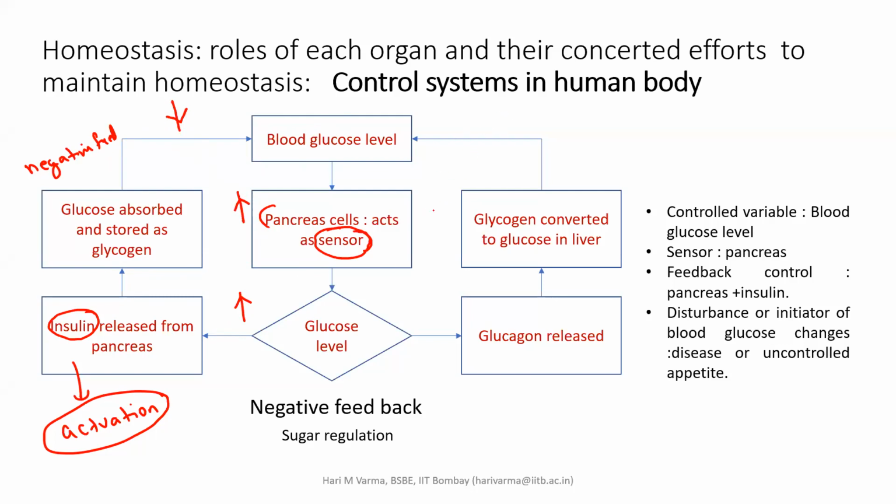Similarly, suppose the blood glucose level decreases. Then this branch works. Glucagon is released, the glycogen in the liver is converted to glucose, and this glucose is released to the blood. And then the blood glucose level increases. So any decrease in the blood glucose level will be taken care of by converting the glycogen to glucose in the liver and releasing it to the blood, so that you have enough glucose in the blood, right? So this is the mechanism. Both are negative feedback. It's a complete negative feedback system for sugar regulation.